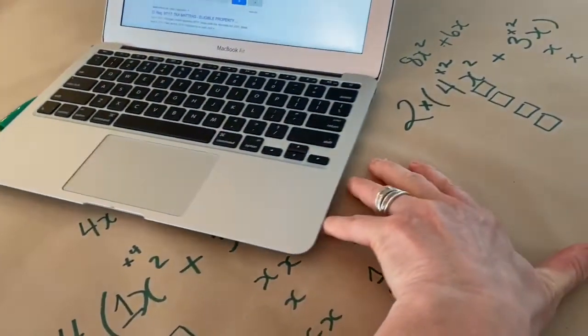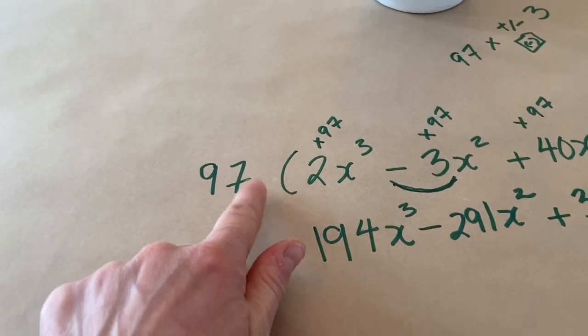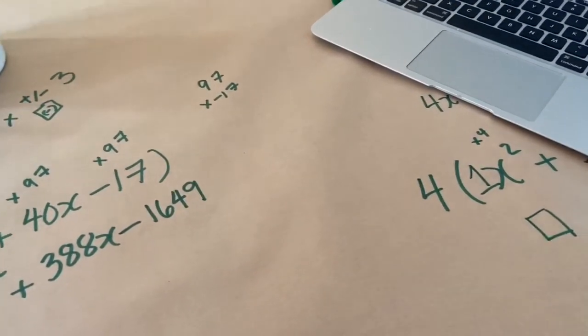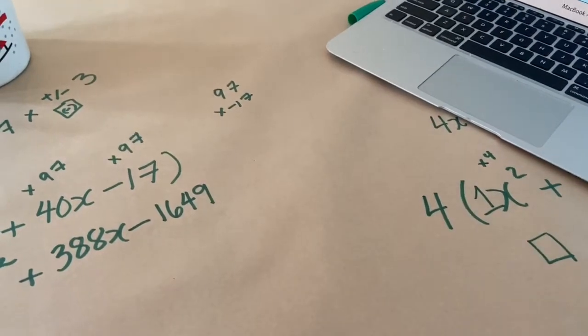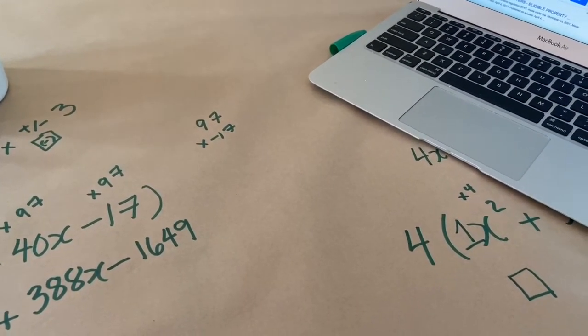In all the cases we did today, so far, we had 2, we had 4, we had 97. We didn't have a variable in front. So we're going to see what happens when we have a variable. But before we do that, I want you to remember something we learned about measurement.